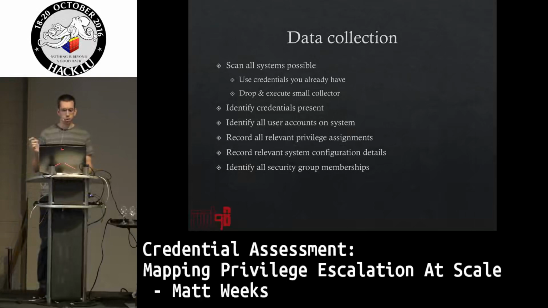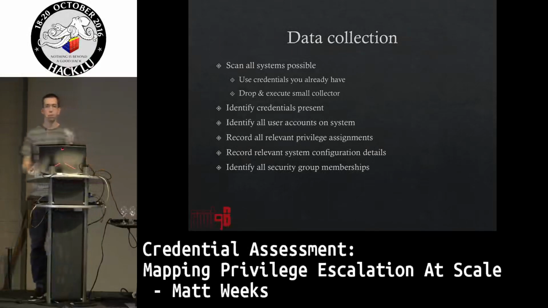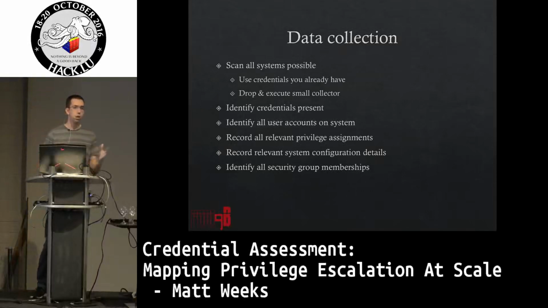And so we have a small collector which runs and then cleans up afterwards. That will try to find all the credentials, so that's things like hashes on disk, hashes in memory, Kerberos tickets, and passwords. People save passwords in Firefox, IE, Chrome, and all that kind of stuff that we can find. Then we'll find all the user accounts on the system, all the local accounts. If it's a domain controller, we'll pull all the domain accounts, or you can remotely query the domain controller using standard tools. Then we identify all the privilege assignments, so this is who's been granted what rights.